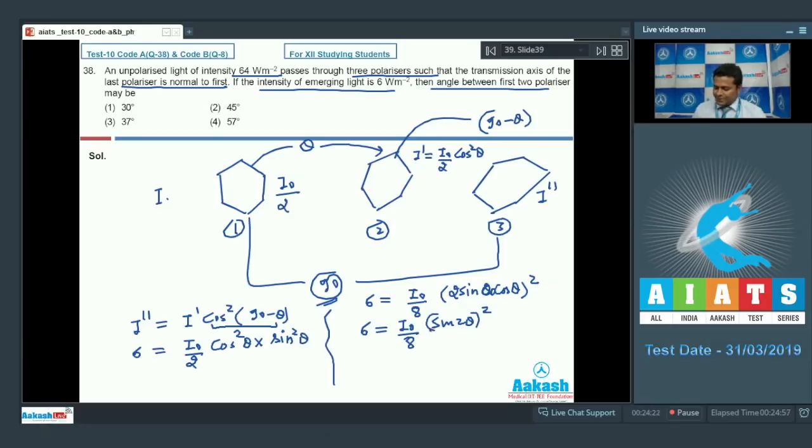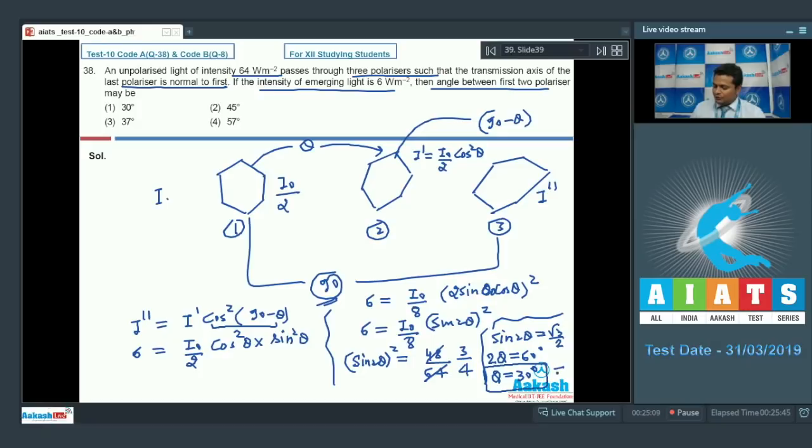Now putting the value of I naught, we will get sin 2 theta whole square equals 6 into 8, that is 48, divided by I naught, that is 64. That is 3 upon 4. Now finally we will get the value of sin 2 theta as root 3 by 2. Therefore 2 theta will be 60 degree and hence theta will be 30 degree.